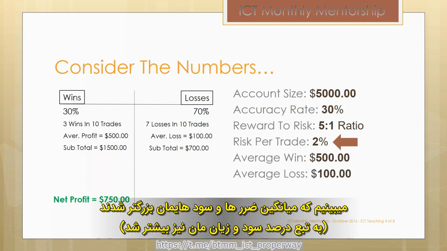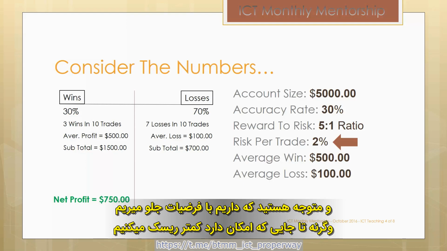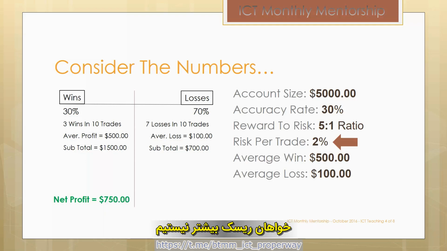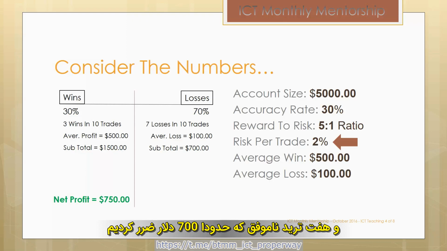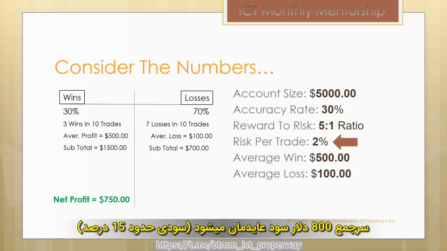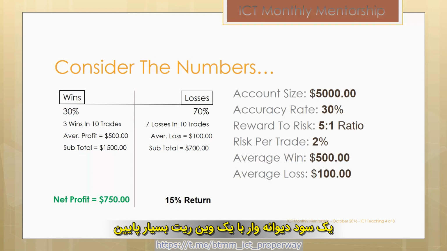Now, the average loss and average profit would increase as the equity increases or drops. But for these examples, we're looking at the sample size data and a sample set of 10 trades. So the details are being shown here on a very hypothetical basis. But with a subtotal on the 3 wins of $1,500 and the 7 losses, subtotal of $700, that would give us a net gain of $750, or 15% return. Again, crazy returns with just a very low accuracy.